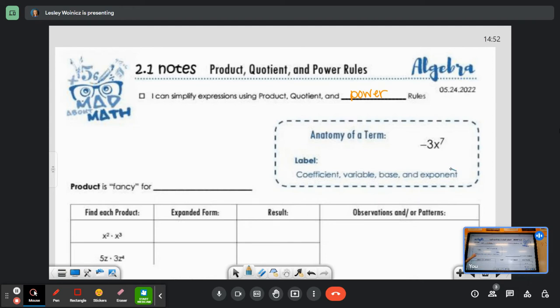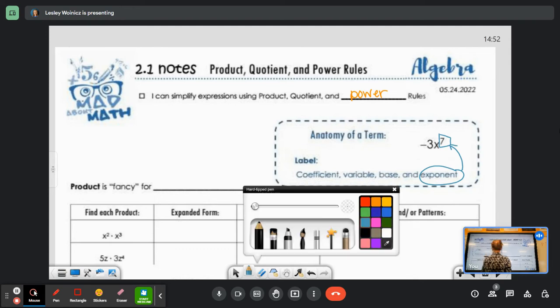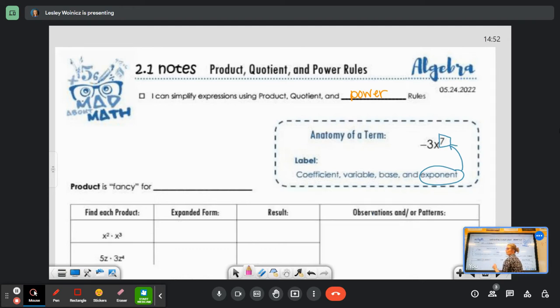All right, so I've got the vocab words here that we're going to label. Where is the exponent? Yeah, it's the 7. Okay, that's the exponent. All right, what about the coefficient? Which one is the coefficient? The negative 3. Okay, that's the coefficient.